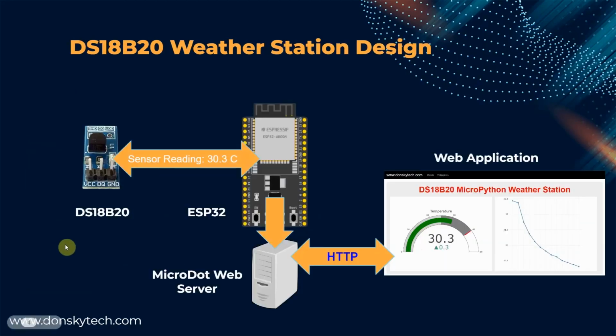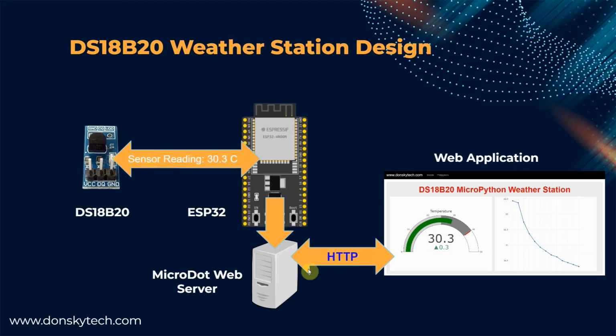This diagram shows the design of our DS18B20 weather station project. As you can see, inside my ESP32, we have configured a Microdot web server that displays the web application. The web application is configured to request DS18B20 temperature readings every 3 seconds.